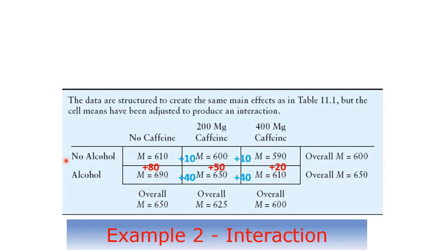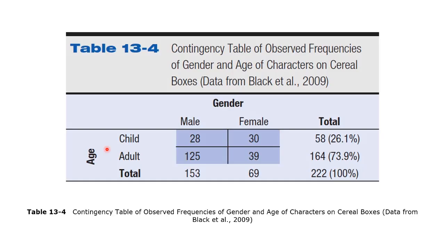So anytime we have multiple independent variables, we need to test for that interaction effect before we can start talking about the effects of alcohol or caffeine, because we get that dependency. So if we look at a table from 13.4, this is looking at the gender and age of characters on a cereal box. So gender is one variable, age is another. And the question is, is there an interaction?